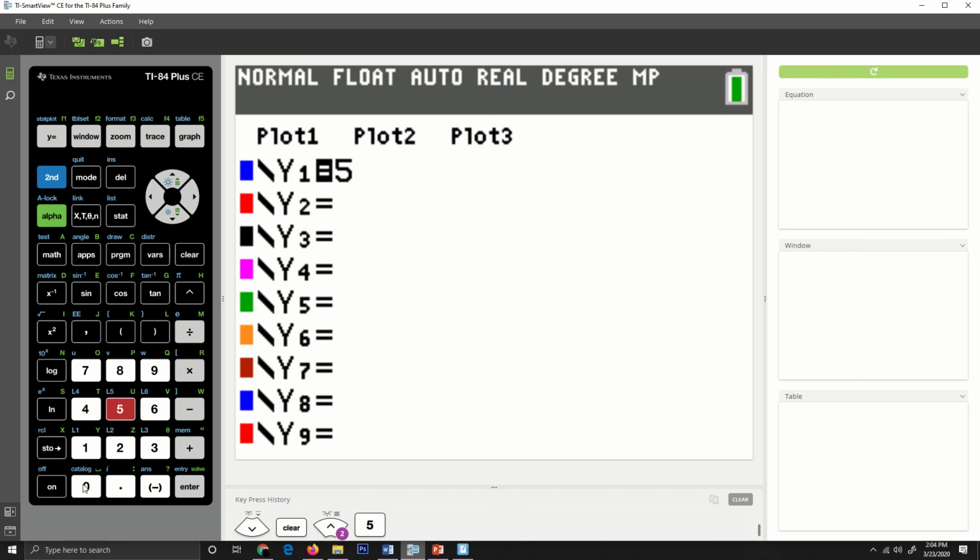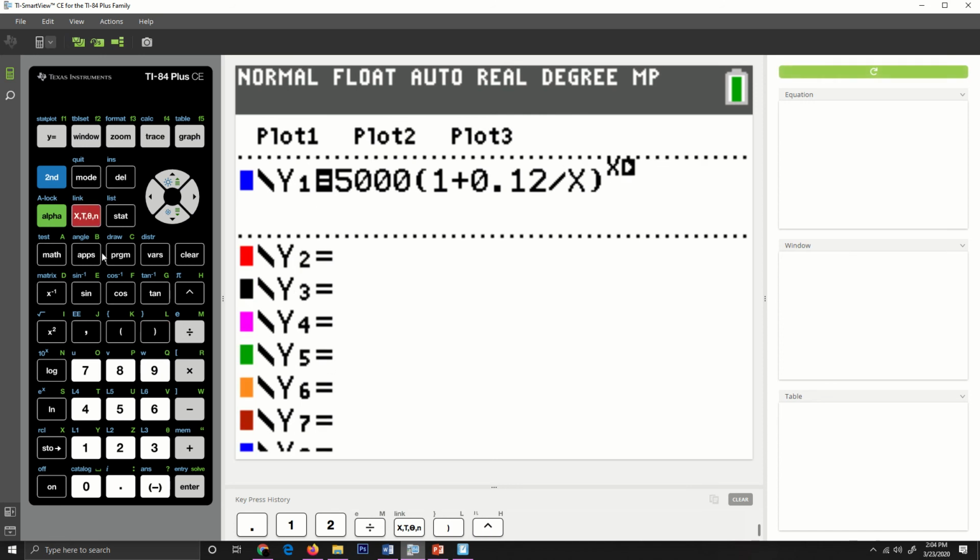We can go in our graphing calculator, clear out all of this stuff, go back up to the top, hit 5,000, and then go 1 plus 0.12 divided by x, all raised to the x times 10. So our number of compounds n times 10 years.